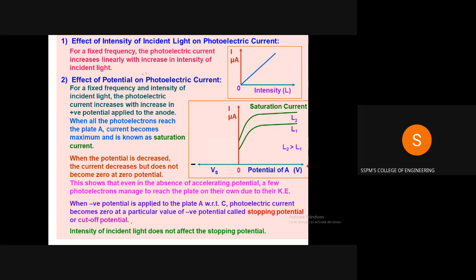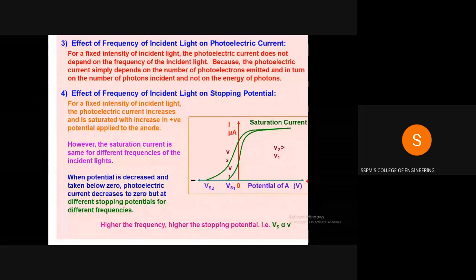The first one, effect of intensity of incident light on photoelectric current. Next effect, effect of potential on photoelectric current. Which potential? That potential we are supplying in between cathode and anode. Next point, that is effect of frequency of incident light on photoelectric current. And fourth point, effect of frequency of incident light on stopping potential. These are certain graphical representations of all these effects.